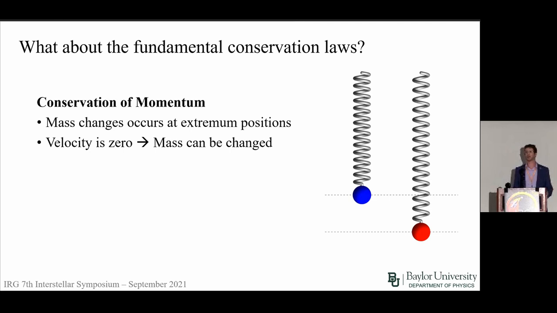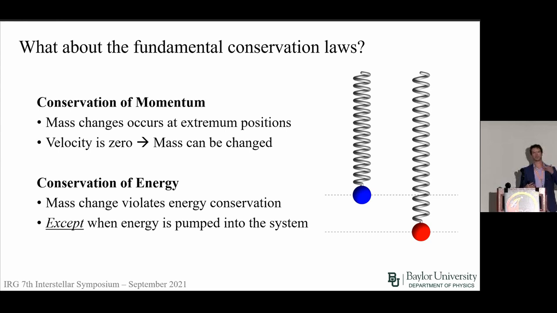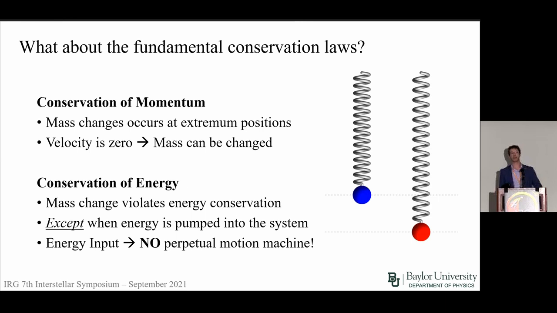In terms of the conservation of energy, this one's a little bit more complicated. We are violating the conservation of energy initially, because we are changing the mass of our system, and if it is a closed system, we see a total energy change. However, this should be reassuring, because it means that unless we input energy into the system to facilitate the mass change and cause these driven oscillations, we will see violations in energy. This means we do not have a perpetual motion machine. We aren't getting something from nothing. Again, this should be a reassuring fact.